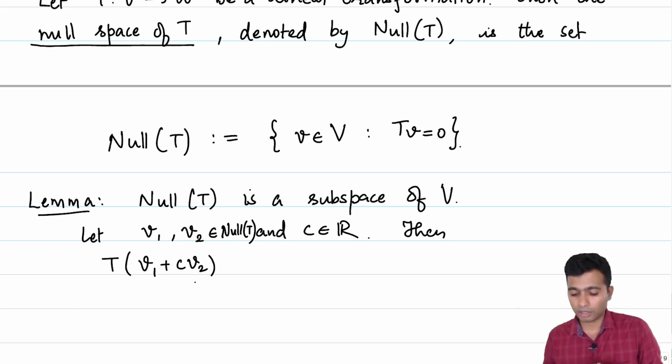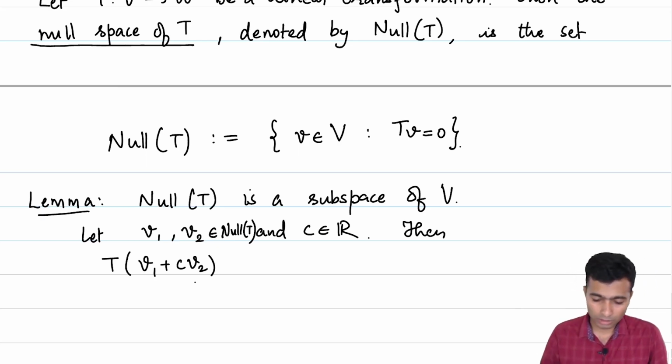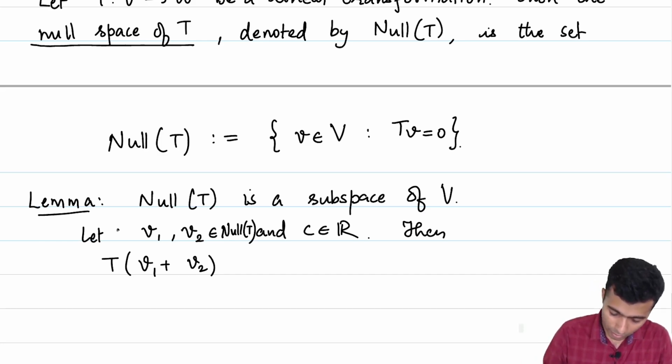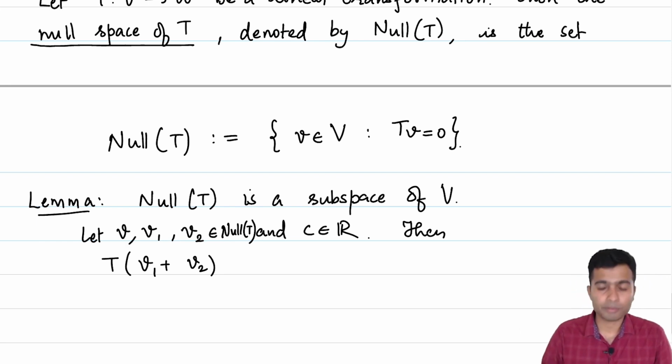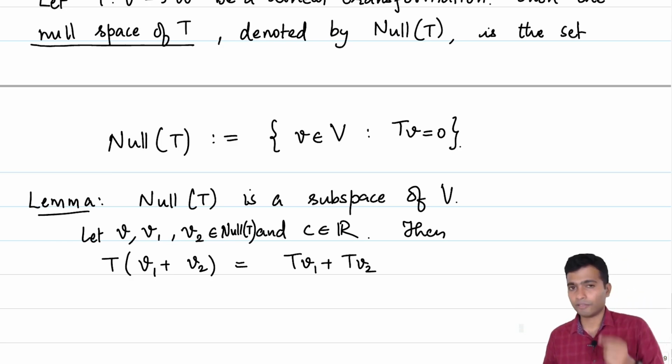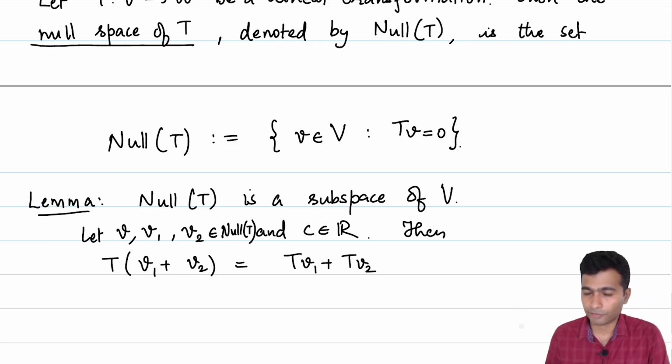We want to show that null of T is a subspace. Just one minute, let me not make unnecessary mistakes. So T of v1 plus v2 will turn out to be T of v1 plus T of v2. But we know that v1 and v2 belong to the null space of T, and therefore T v1 is 0, T v2 is 0, and therefore 0 plus 0 will give you back the 0.